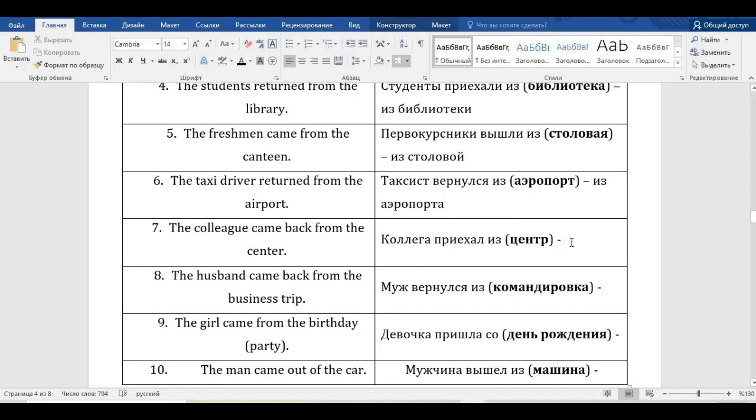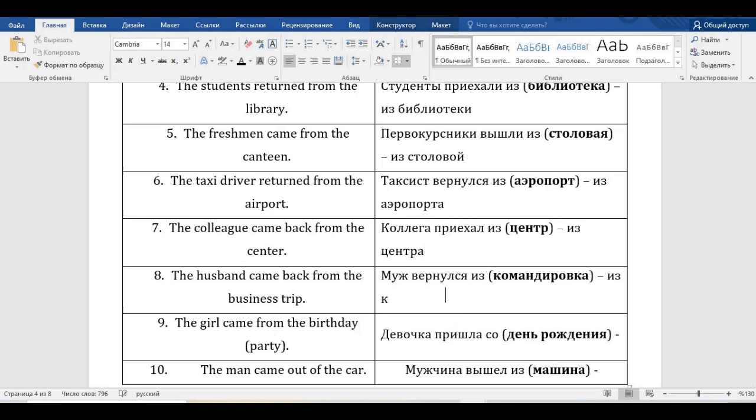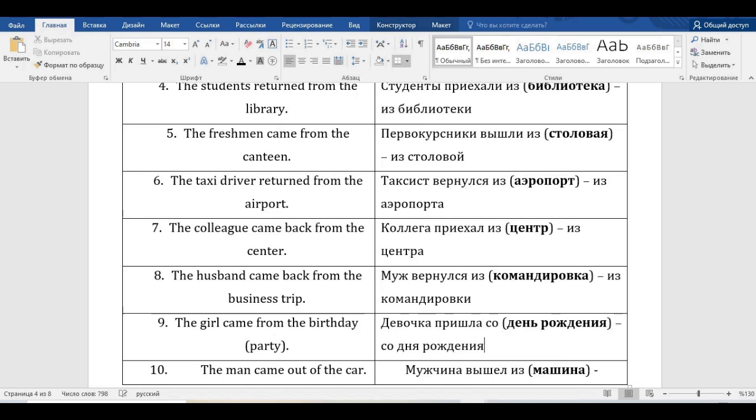7. The colleague came back from the center. Коллега приехал откуда? Из центра. It's a physical place, that's why из. 8. The husband came back from the business trip. Муж вернулся из командировки. 9. The girl came from the birthday party. Девочка пришла откуда? Со дня рождения. День рождения, it's an event.